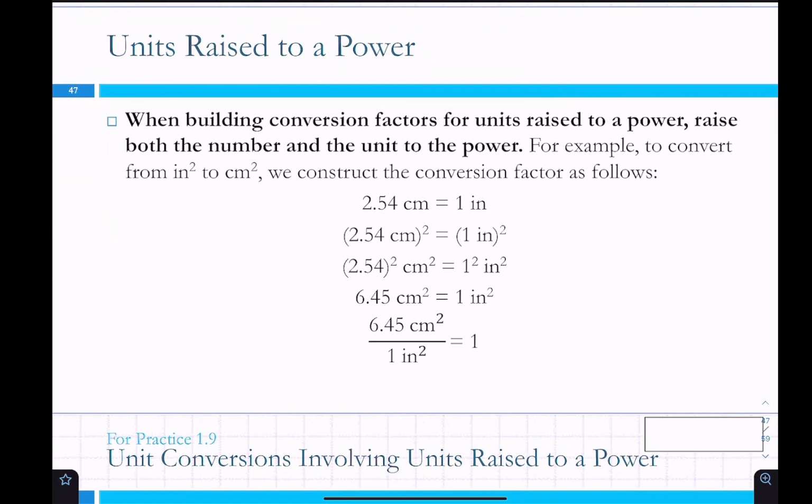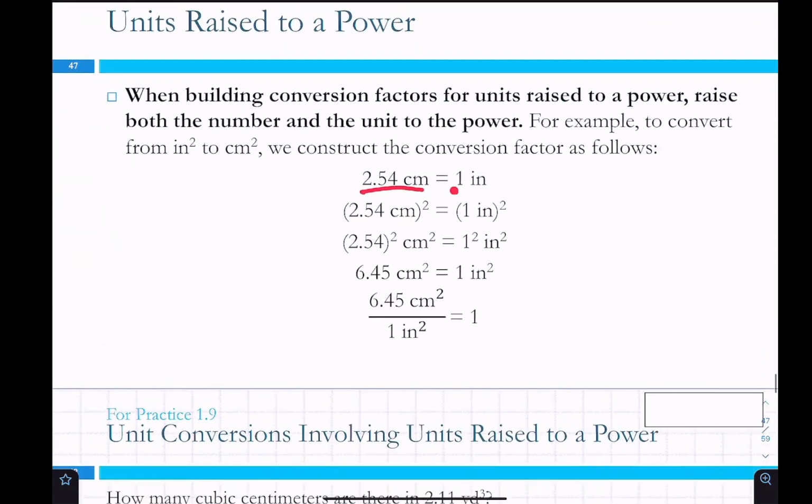Units raised to a power. This is one that's kind of tricky sometimes. So when building conversion factors for units raised to a power, raise both the number and the unit to the power. And the thing that always gets missed is raising the number along with the unit to that power. So for example, we can do centimeters to inches again. But if we want to do centimeters squared, talking about an area, then it'll be inches squared, and we square both of these. So this is 2.54 squared, and the centimeters are squared. So we get 6.45 centimeters squared equals 1 inch squared.